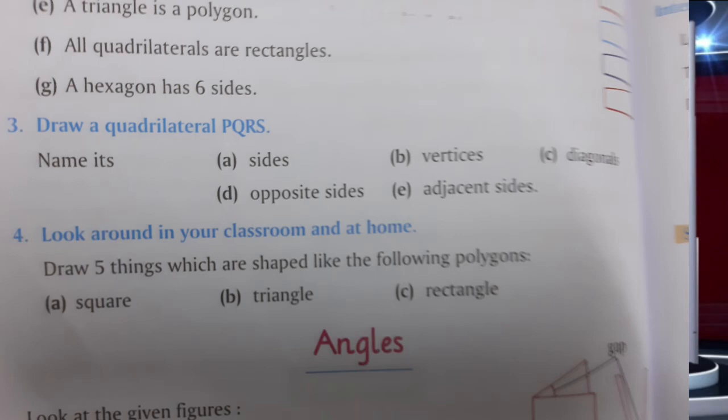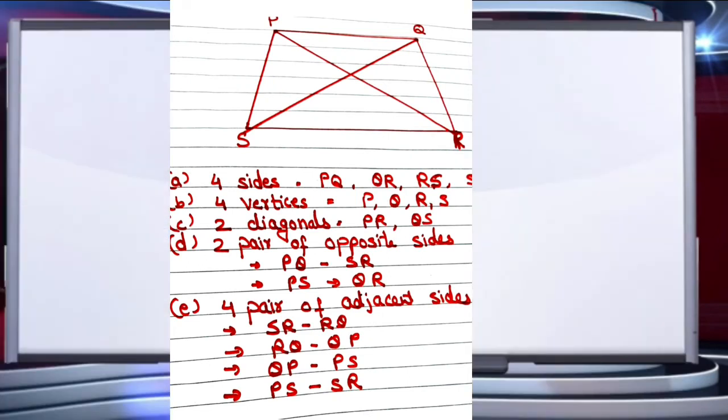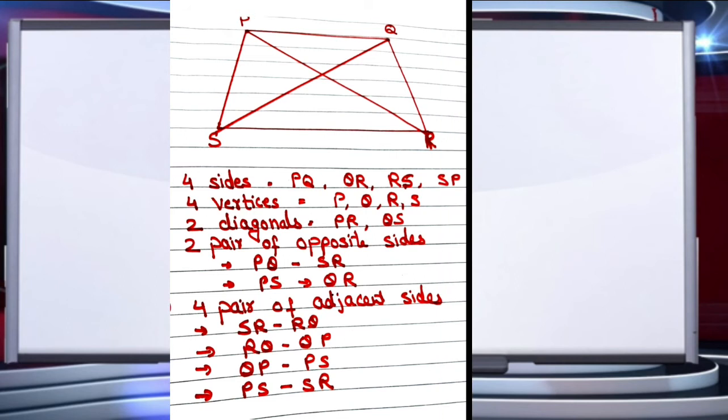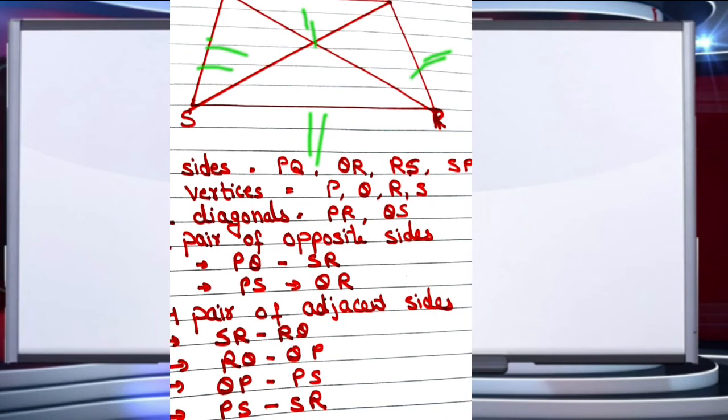Question number 3. Draw a quadrilateral PQRS and name its sides, vertices, diagonals, opposite sides and adjacent sides. See, it is a quadrilateral PQRS. I have drawn a quadrilateral PQRS. You will draw a quadrilateral like this. Then first part is you have to name its sides. It has 4 sides. See, these are the 4 sides, PQ, QR, RS and SP.